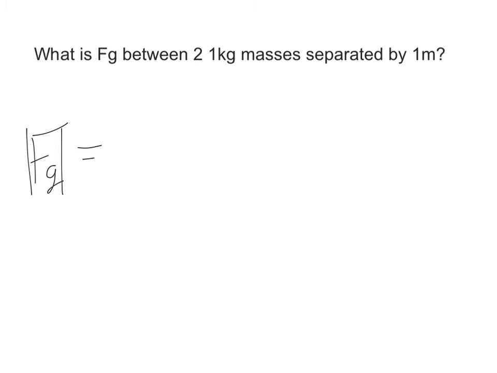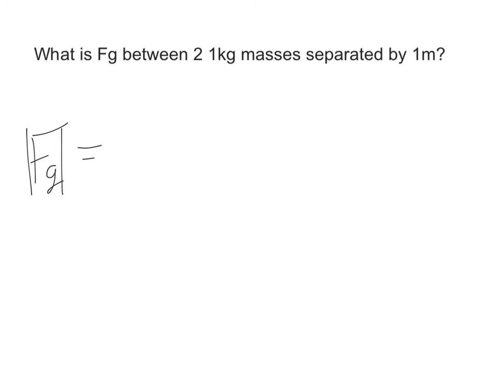So to give you an idea about just how strong gravity really is, we're going to use Newton's law of gravitation to calculate the gravity shared between two everyday sized masses that are an everyday ordinary distance separated from one another. In this case, we're going to look at the gravity shared between two 1 kilogram masses that are separated by a distance of 1 meter.